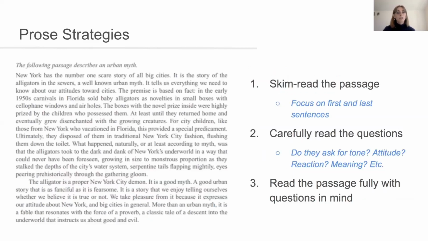For prose, so that's your fiction, your nonfiction, your technical texts, a good strategy is to first skim read the passage and focus on the first and the last sentences, because these are going to give you the general context and the main ideas. Next, you can carefully read through the questions and consider whether they're asking for tone, attitude, the meaning, the reaction of the character, whatever the questions might be specifically asking. And then with this in mind, read through the passage fully and try to pick out those answers on this complete read.